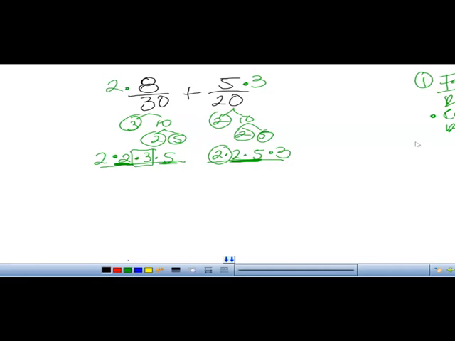Step 2, I needed to rewrite each fraction. So I'm going to bring down my first numerator. What is 2 times 8? 16. And what is 2 times 2 times 3 times 5? That's 60.